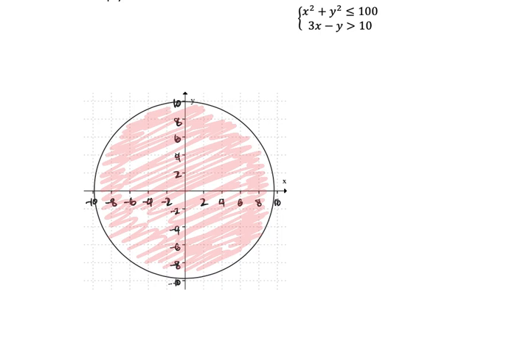Now, the other inequality, 3x minus y greater than 10, I'm going to find the x and y intercepts. So to find the y-intercept, let x equal 0. So if 3x were gone, we'd have negative y equals 10. So y equals negative 10. So the y-intercept is negative 10. Now to find the x-intercept, we let y equal 0. So 3x equals 10. Divide 10 by 3. So the x-intercept is 10/3, which is about 3 1/3.